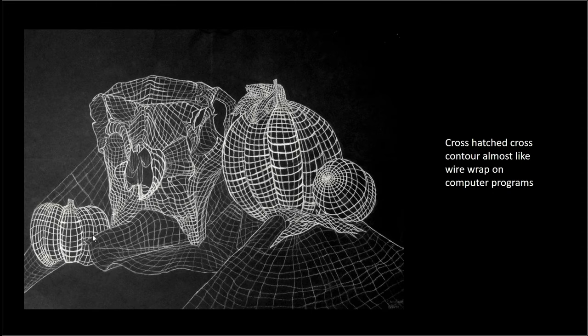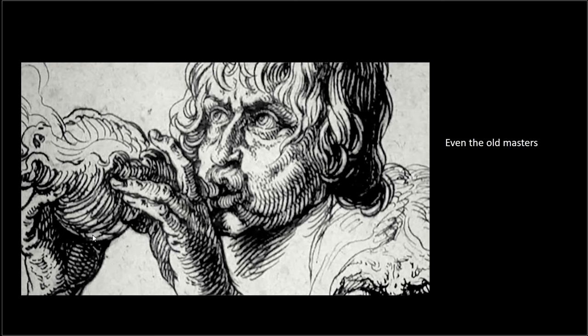Cross-hatched cross contour is almost like wire wrap on computer programs, and you can see that for sure here if you've ever seen a computer program with wire wrapping. Even though masters used a lot of cross contouring in their hatching, so here you can see how round and dimensional that cheek is and how it's coming out, and they're using cross contours to do it.